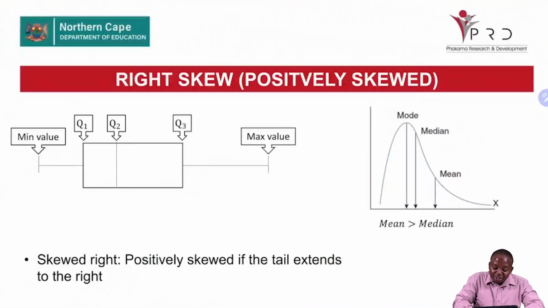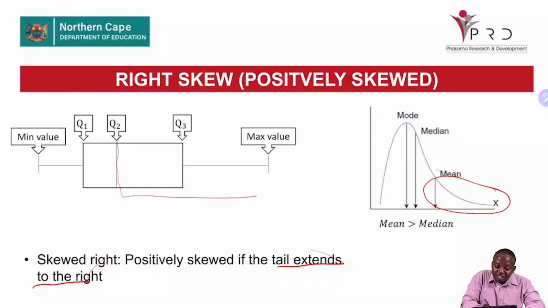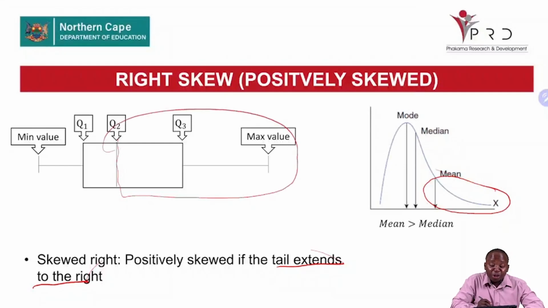Right skewed means the tail extends to the right. So that means the tail is on the right. You can see that we include both the box and the whisker. There is a larger space on the right from the Q2 to the right. It's bigger. So that means this is skewed to the right. And remember, this is the mean. So the mean, you can see in this case, is greater than the median.